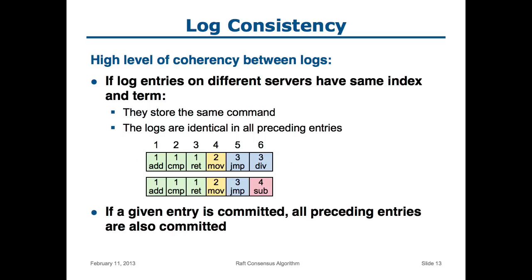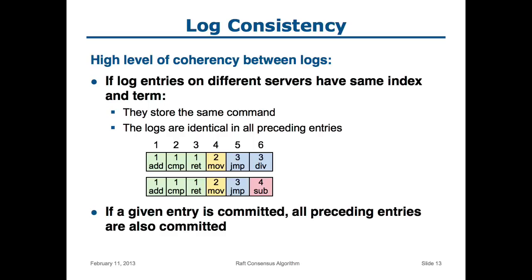Raft tries to maintain a high level of consistency between the various logs in a cluster. Ideally, they'd all be identical at all times, and we can't, of course, do that given there can be crashes. But as much as possible, Raft tries to keep the logs identical, and this slide lists some properties that are always true at all times.